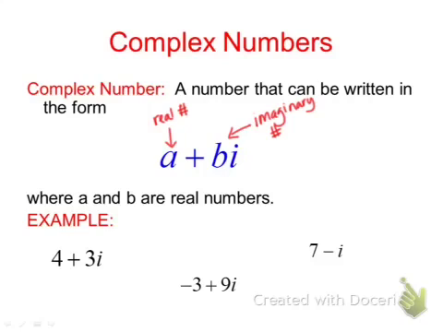So down here at the bottom of the screen, I just have some different examples of what complex numbers would look like. You have 4 plus 3i, and negative 3 plus 9i, and 7 minus i. These are all complex numbers where you have a real number. Okay, those are my real numbers. And then I have the imaginary number part. Okay, making it what we call a complex number because it has both a real part and an imaginary part to it.